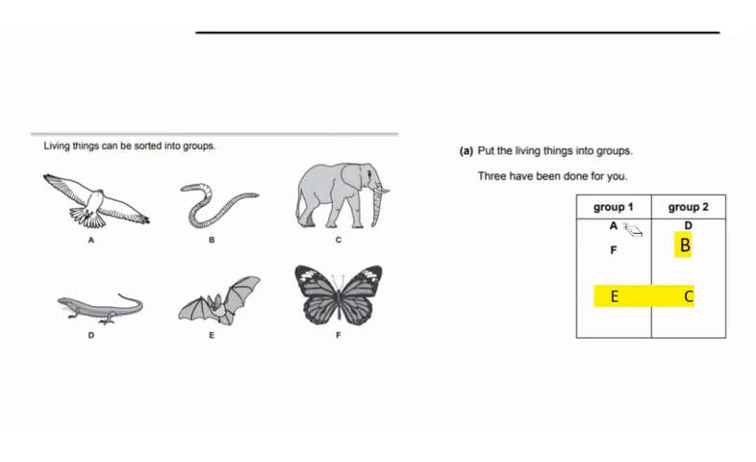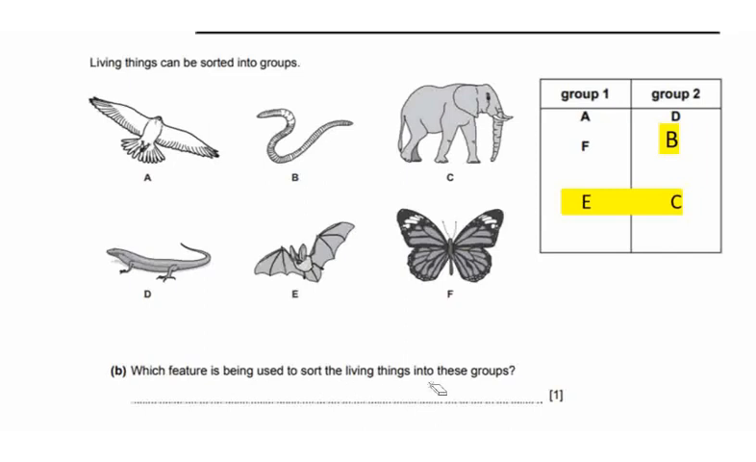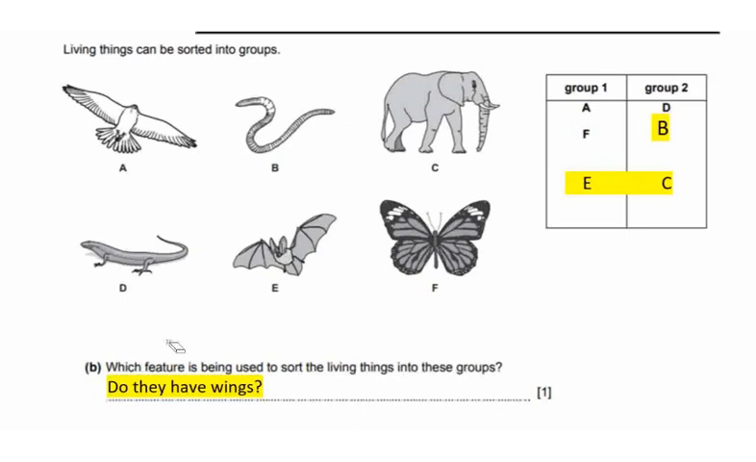Well, the answer to this is group 1. We have to fill A, F, and the last is E. A has wings, E has wings, and F also has wings. Group 2 is D, B, C. D is a reptile, B, and C. They don't have wings. Let's move to question B. Question B. Which feature is being used to sort living things into these groups? 10 seconds from now. The correct answer will be, do they have wings? Group 1 has wings, group 2 does not have wings.